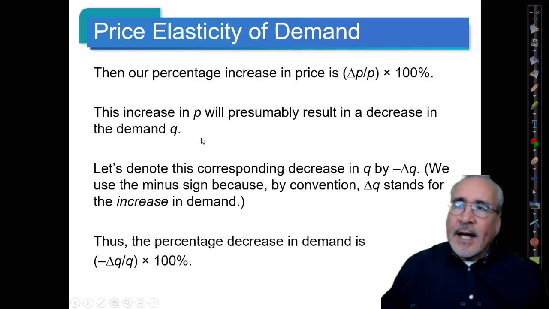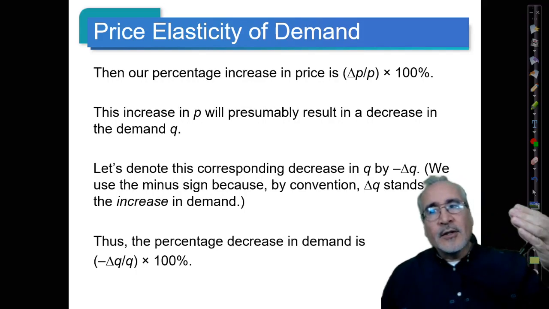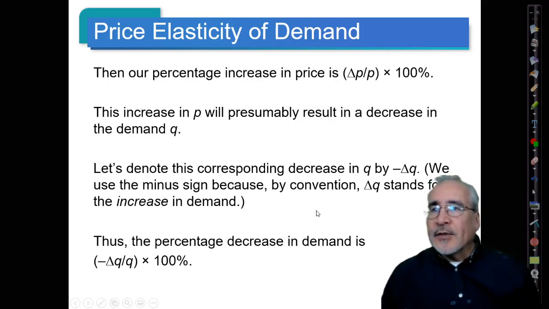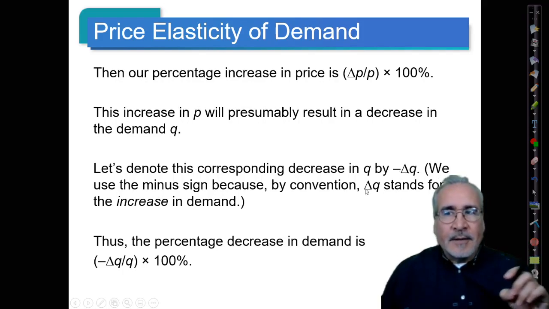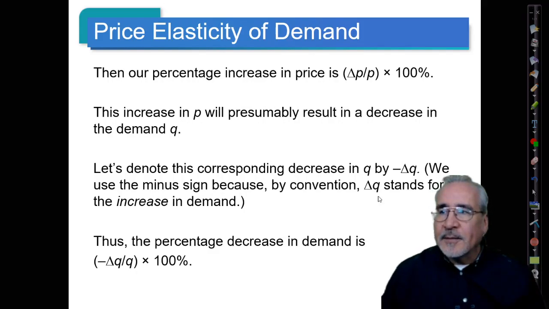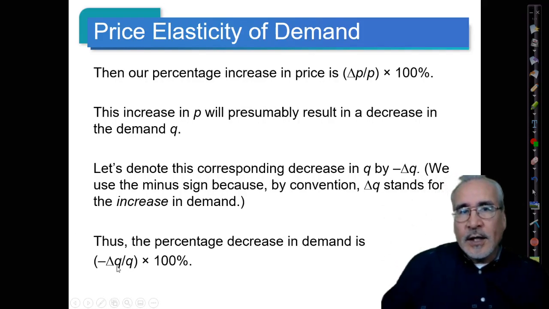The same thing will happen with the demand function. But we are assuming that as P goes up, the demand will go down. So we indicate that the change in the demand, the amount that we will sell, is a negative value, because delta Q would be considered a positive or an increase. So the same type of thing: whatever the change in the quantity sold is, divided by the quantity, is going to give us our percent change.